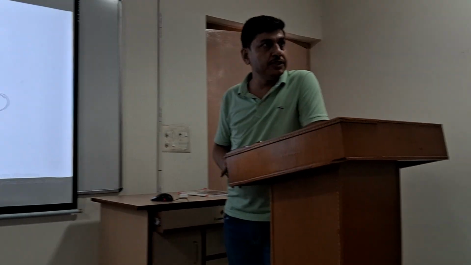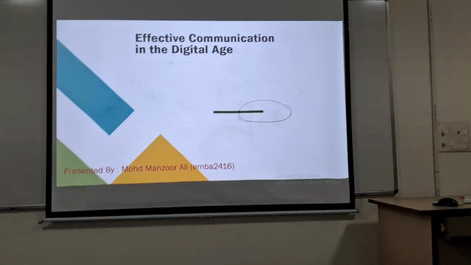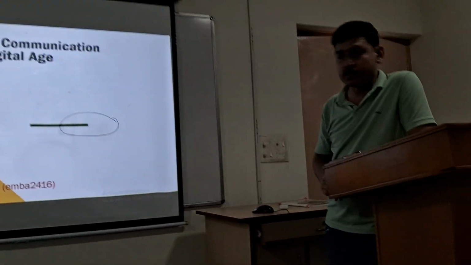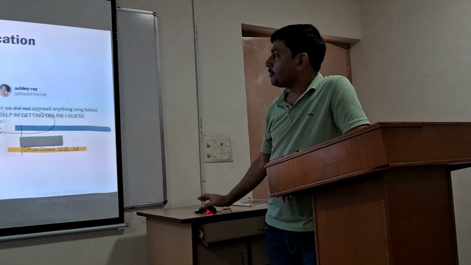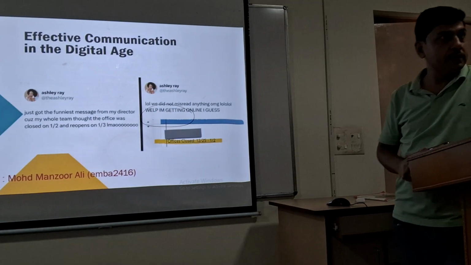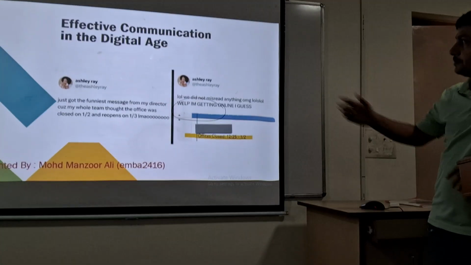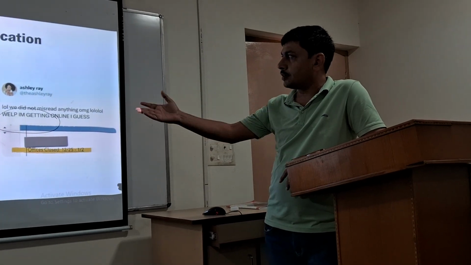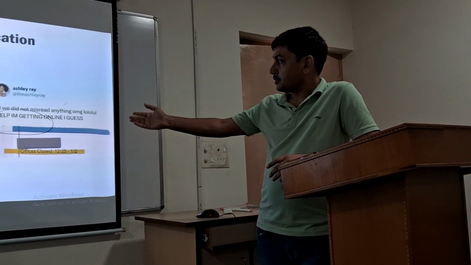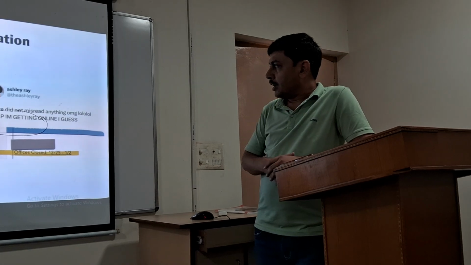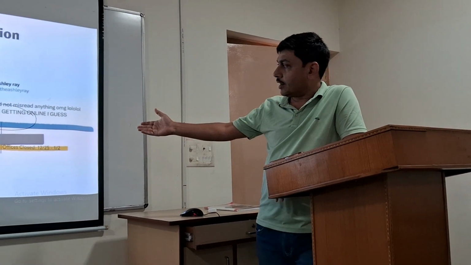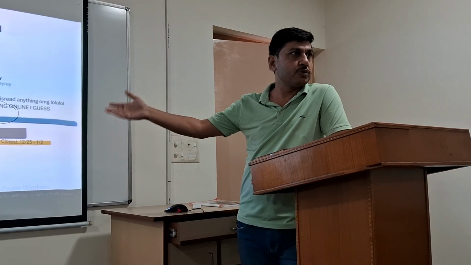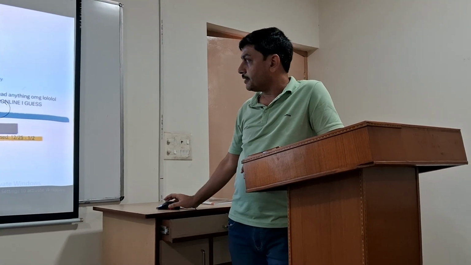In the digital age, we are going to cover how we can make our communication more efficient. This is the first point: how a short message can be misread. The boss messaged that the office will be closed on 25th December as a half day, and it was interpreted as the office being closed from 25th December to 1st January, 2nd January.